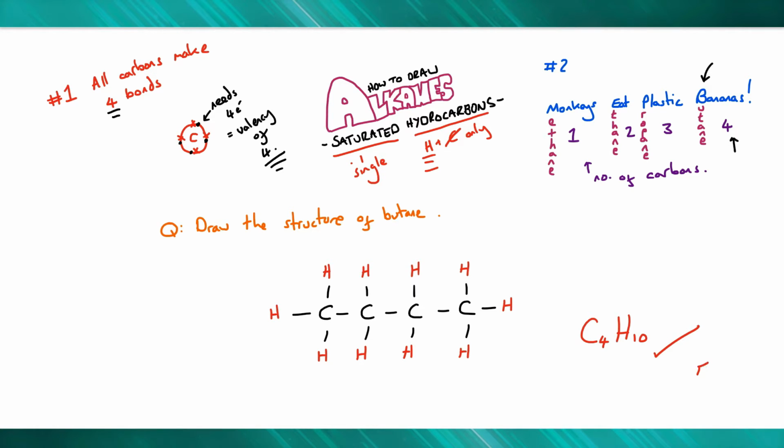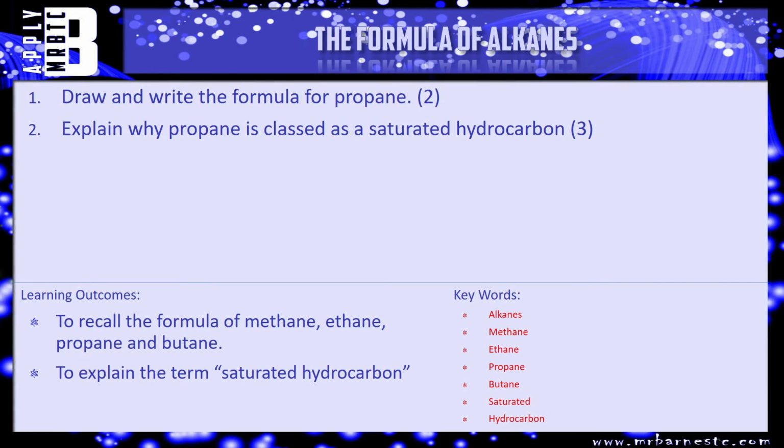And that really is everything you need to know for this video. So let's see how much you've picked up. So I've got a couple of questions for you. Number one, draw and write the formula of propane. So remember, monkeys eat plastic bananas. How many carbons do I put down? It's a saturated hydrocarbon, so all single bonds. And then fill the rest out with hydrogen.